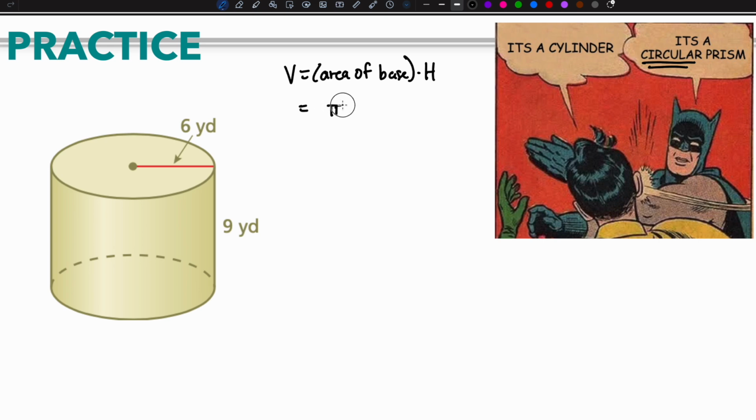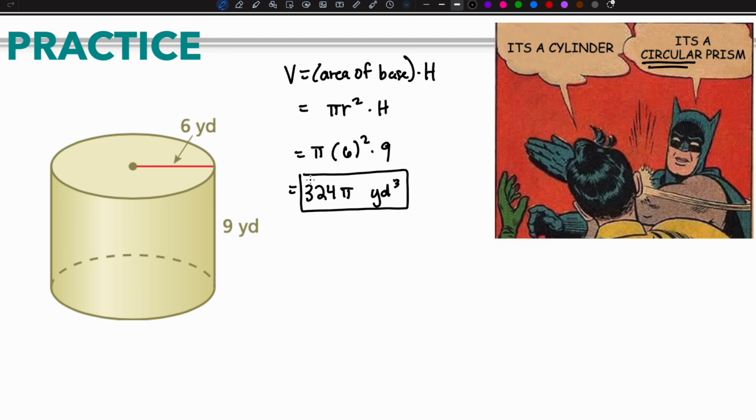And in this case, the area of the base is pi r squared, and then the height of the whole thing. So we'll have pi times 6 squared, because that's the radius, and then the height of the entire thing is 9. So our answer is going to be 324 pi, and then this is in yards cubed. Now, if you were to multiply that by pi, if we wanted to round it, it would be 1017.9 yards cubed. This is what's called the exact answer, because you would leave pi, and this would be rounded.